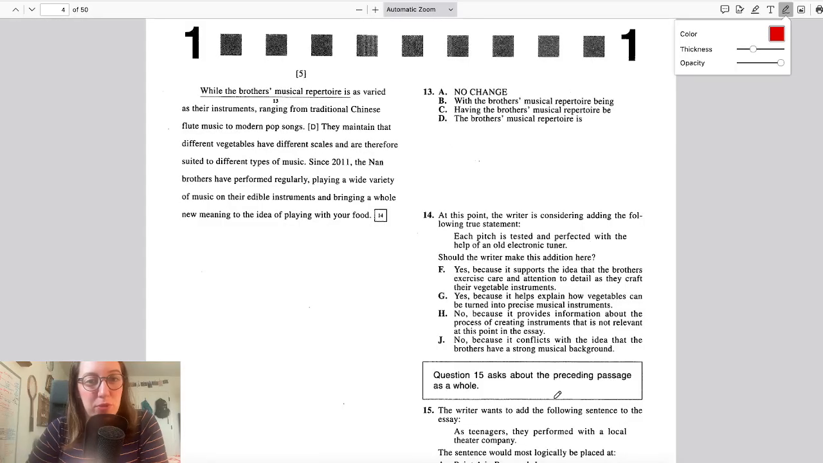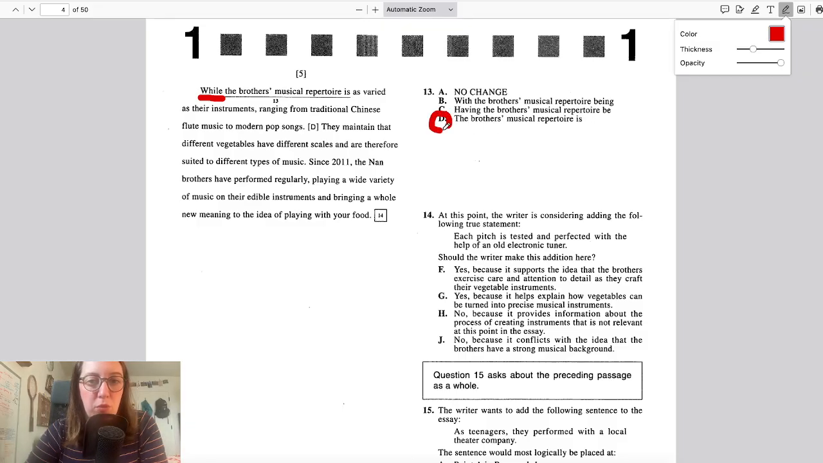While the brothers' musical repertoire is as varied as their instruments, ranging from traditional Chinese flute music to modern pop songs, and then it ends, right? So I'm tipped off here that this is a transition sentence or a transition question. So we're trying to figure out the phrasal structure here. So we've got this "while," a word at the beginning that doesn't quite match the structure that we're going for.